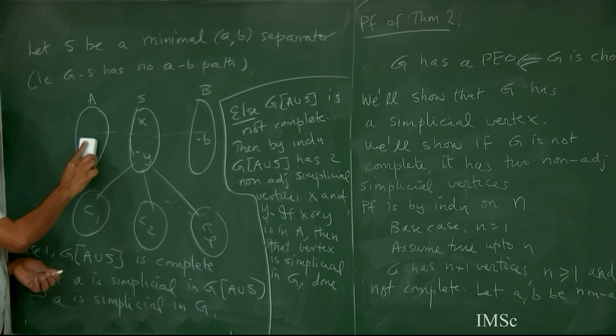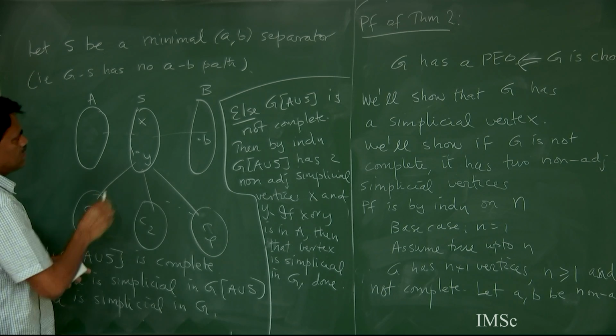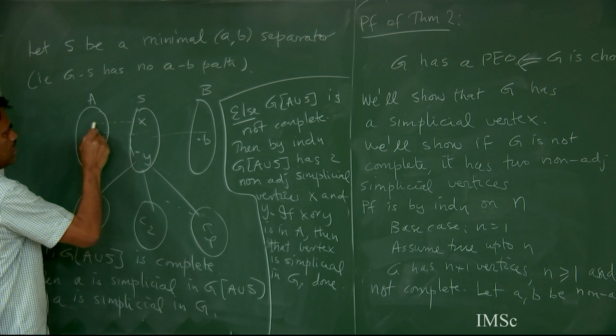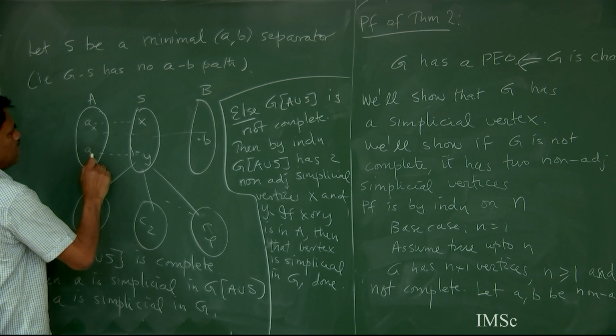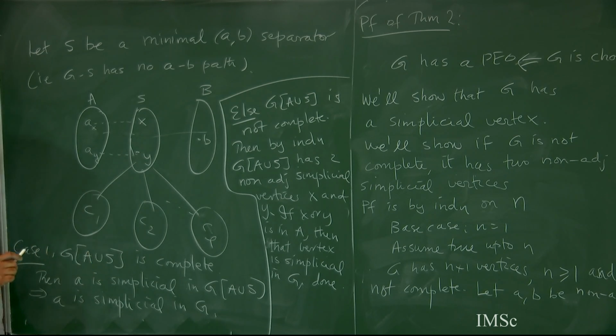So x should have some neighbor here in A, let us call it Ax. Y should have some neighbor here, let us call it Ay. Why should such a thing exist? Because S is a minimal separator, right?